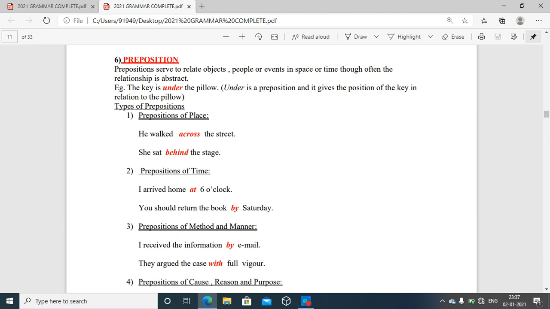And the third one, prepositions of method and manner. Let us take the example. I received the information by email. Here, by which method? By email I received the information. So, I received the information email. If you remove that preposition, the structure of the sentence gets affected. That is why prepositions, as structure words, have a lot to do with it. Otherwise, just think about: the book is on the table. If you remove that preposition, the book is the table. That becomes a very awkward sentence.